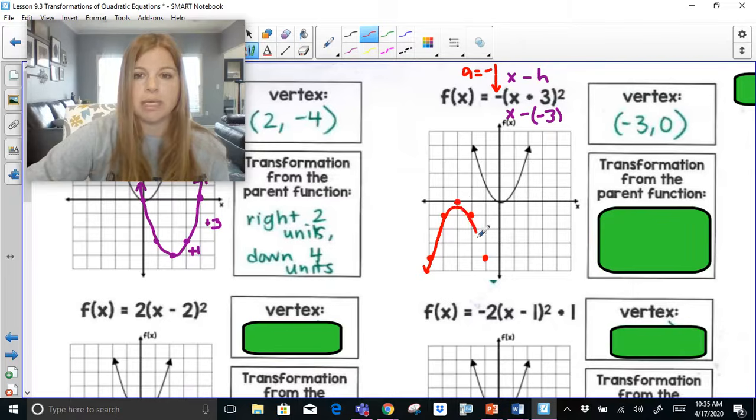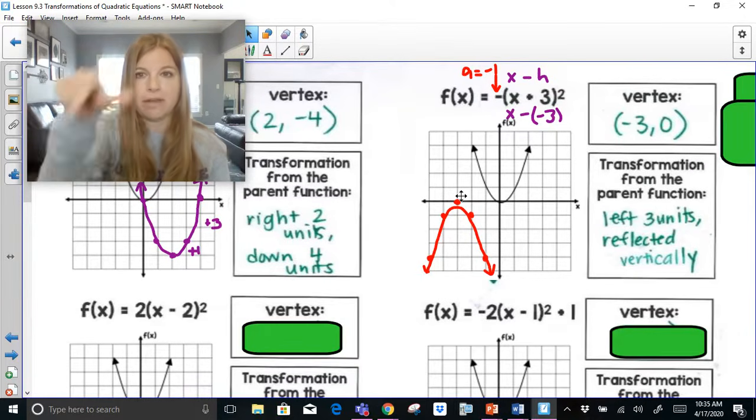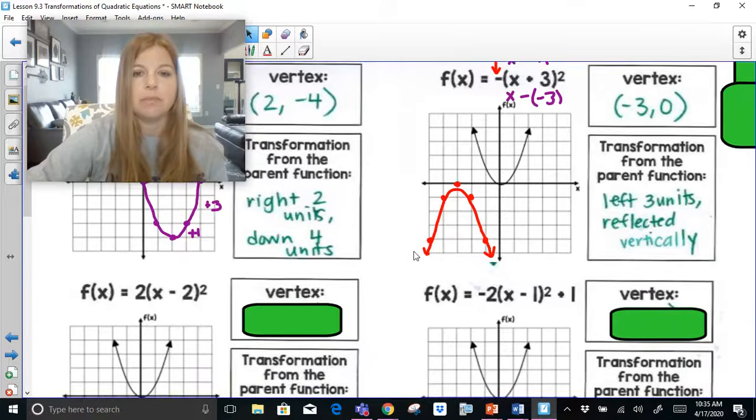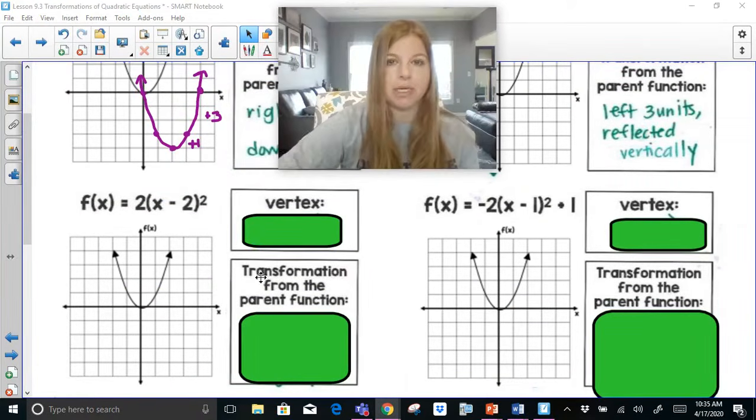And this would be my new graph. So this function got shifted to the left 3 units, 1, 2, 3, and then it flipped. Okay, next two. I'm going to put myself in the middle here.